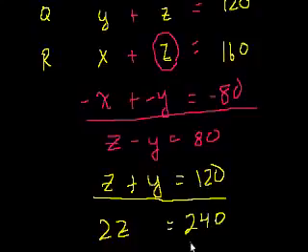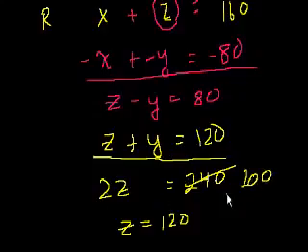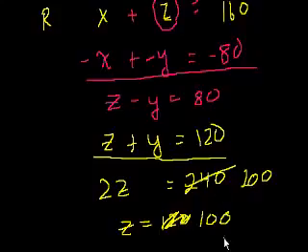Oh, I see my mistake. You see, I made it right at the end. Z minus Y is equal to 80. Z plus Y is equal to 120. 80 plus 120 is not 240. 80 plus 120 is 200. So 2Z is equal to 200. Z is equal to 100. Boneheaded mistake. So the answer is 100, D.